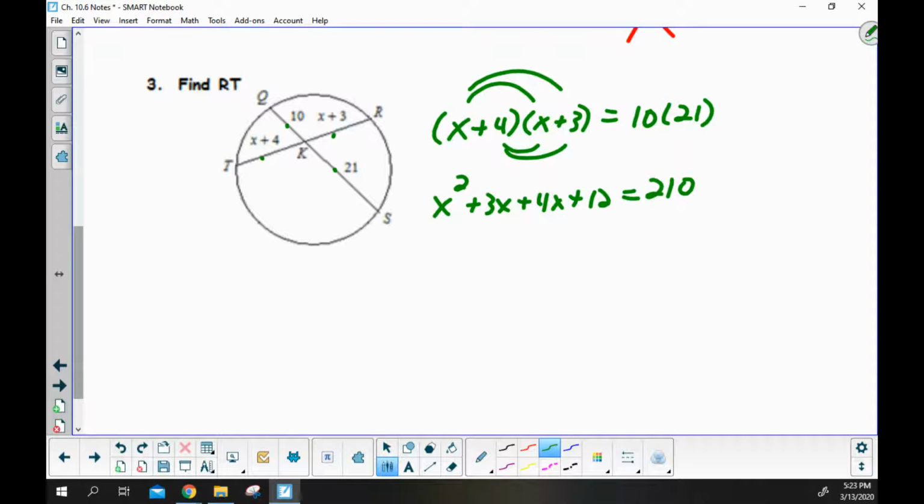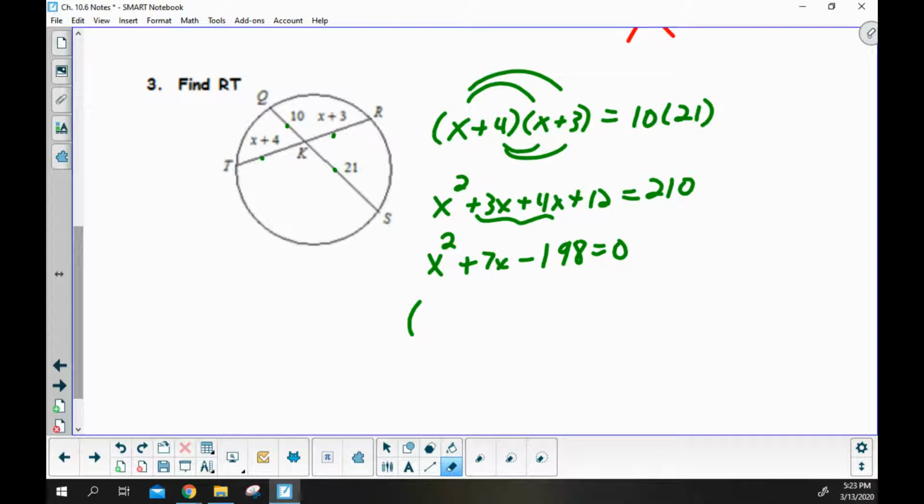All right, I'm going to move everything to the left-hand side and combine like terms. I'm just going to do it all at once. So x squared combined like terms is plus 7x, and then when I subtract 210, I get minus 198 equals 0. And we're looking at this and going, oh my gosh. I have 198, and I got to see if that factors. And you go, wow, man, that's a big number. I don't really like that one. Well, you can start going through the multiples. But I'm going to help you out here, guys.